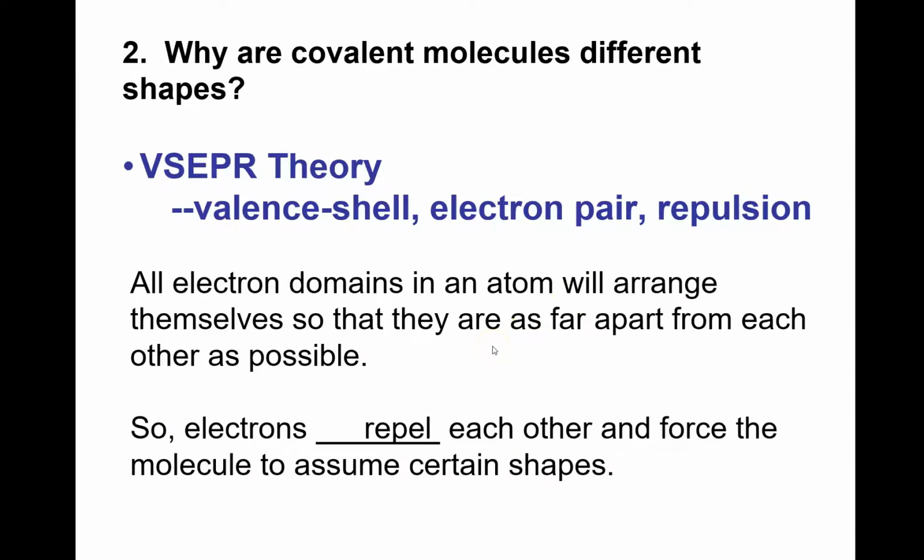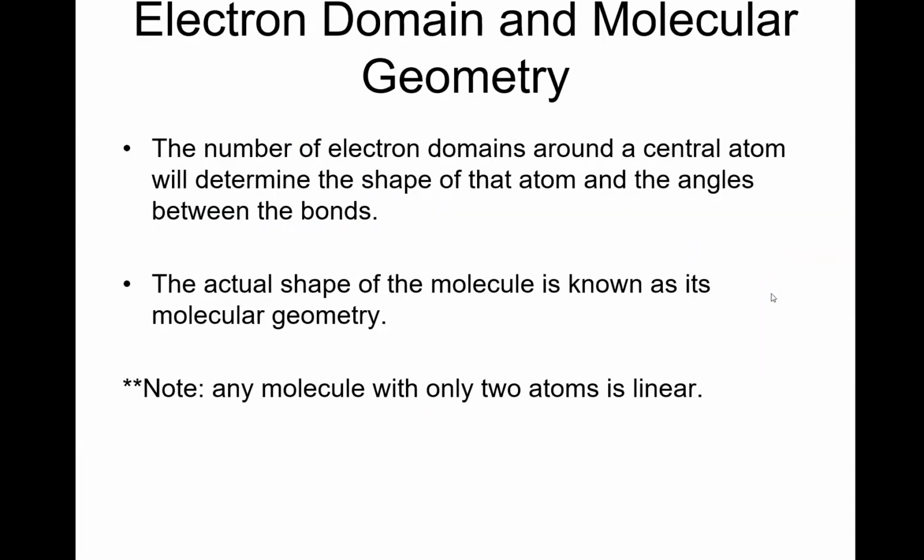So electrons are going to repel each other and force the molecule to assume certain shapes. Now, the number of electron domains around a central atom will determine the shape of that atom and the angles between the bonds. The actual shape of the molecule is known as its molecular geometry. And just a note, any molecule that only has two atoms is linear, because if I have 2 points, the only shape I can possibly have is a line.